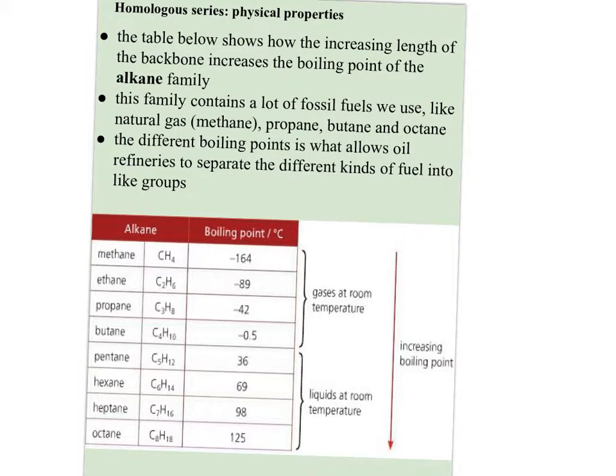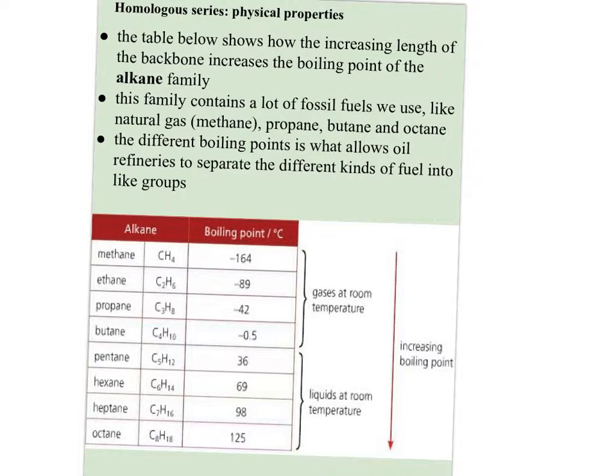So here's a table down below just showing you with a family called the alkanes, and you might recognize some of these names like methane, propane, butane, octane. But as the chain gets bigger, the boiling point definitely increases. And in fact, the first 4 members are gases at room temperature, and by the time you get to pentane, the intermolecular forces have increased enough that now we have liquids.